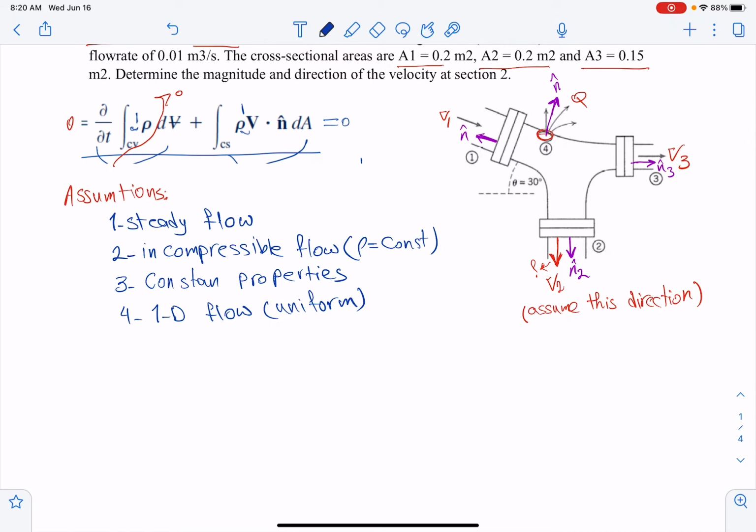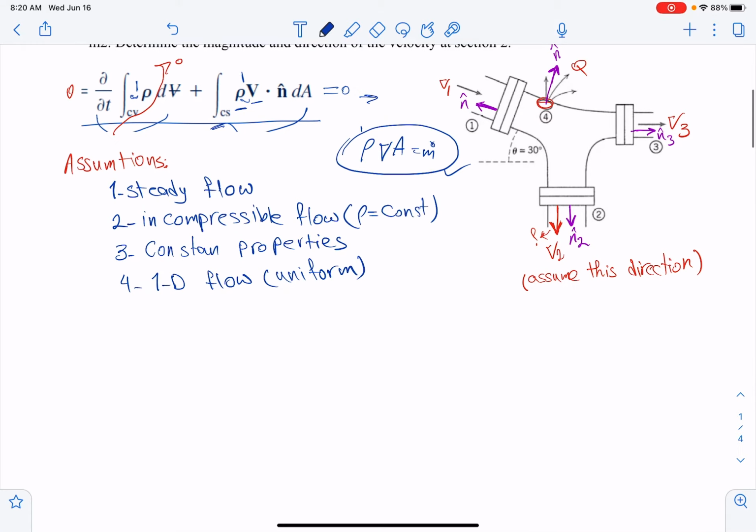If I consider this formula right here, because the velocity is uniform, rho is constant, and we have constant properties, we can get rid of the integral and just use rho VA, which is our m dot. We use all of these assumptions to get this formula.